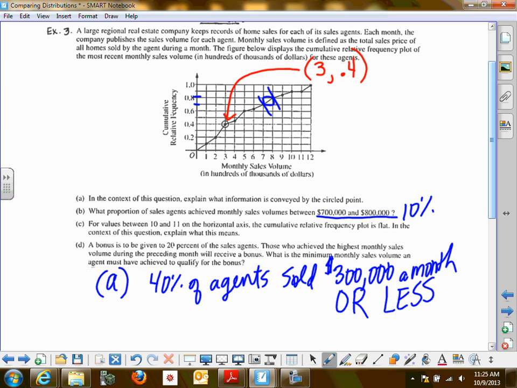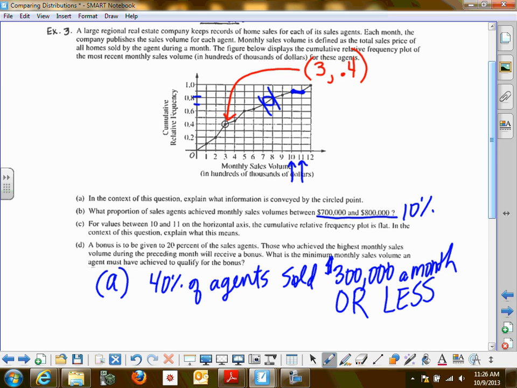C. Hey, this is interesting. Look. Between $1 million and $1.1 million, this line is flat. And why is that happening? Correct. There was nobody that sold in between $1 million and $1.1 million. Nobody sold in that area. So the cumulative total remains the same.